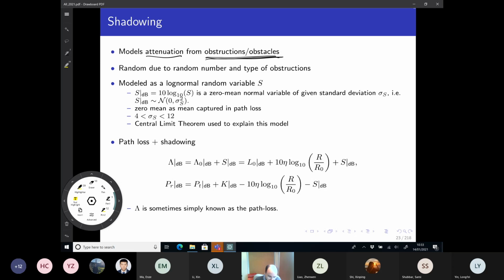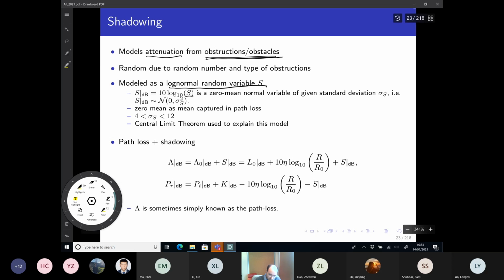And why is it a random variable? Because you have many of those obstructions, and so you can use the law of probability, like the central limit theorem, and model this, assuming you have many of them, using some normal random variables. So what we say here is that the shadowing is typically modeled as a log normal random variable. That means the log of that random variable is normally distributed. You remember this from the probability modules.